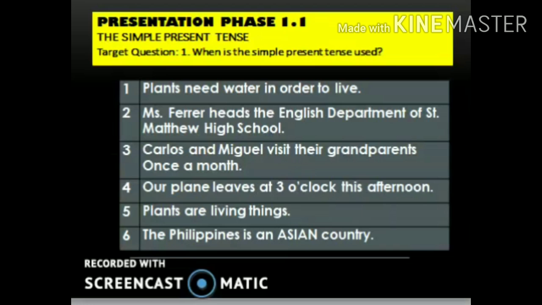The verb heads following Miss Ferrer in sentence 2 and the verb leaves following plane in sentence 4 are singular verbs. Can you tell me how are singular verbs formed?